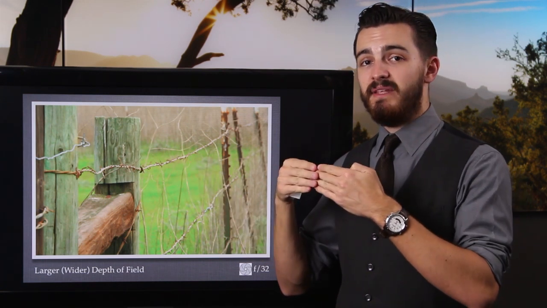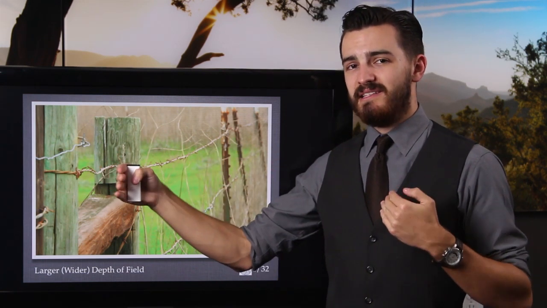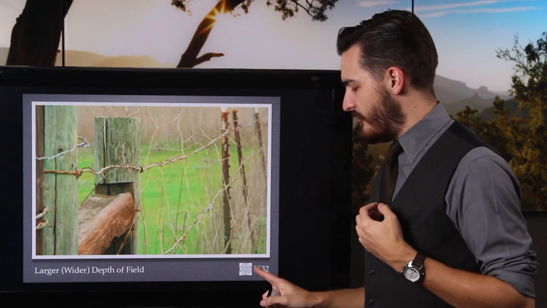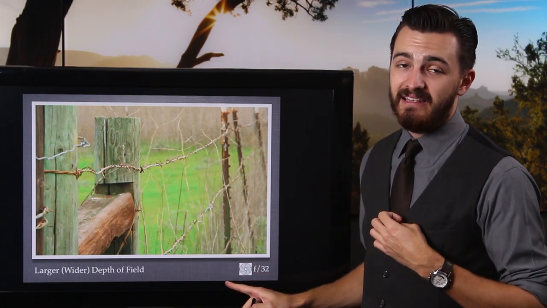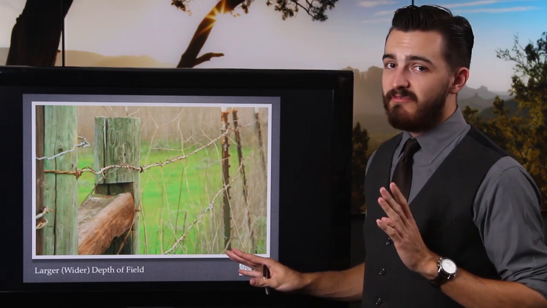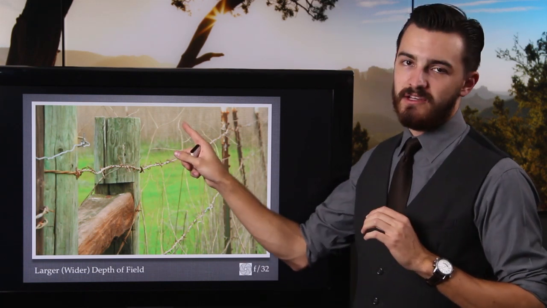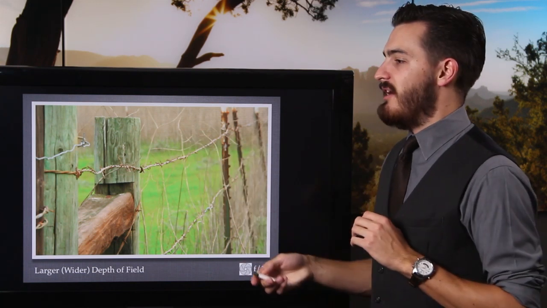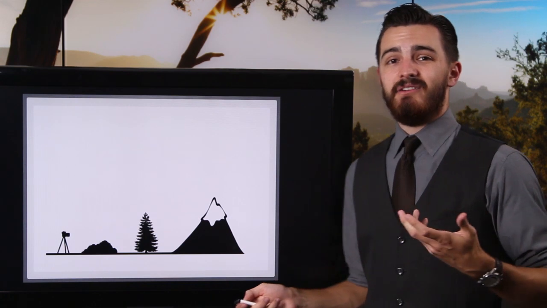Depth of field can be expanded, but not necessarily infinitely. 32 is the smallest aperture I had on that lens, and it gave me the biggest depth of field I could get, but it still wasn't all the way to the background. Now, if we look at it from a side view here, this is how it's working.